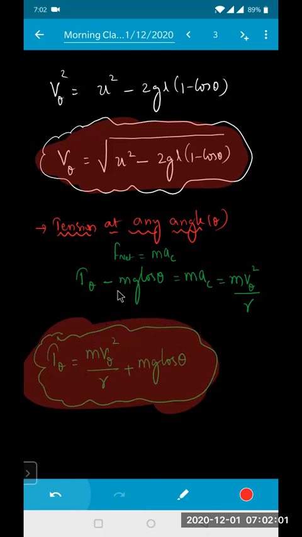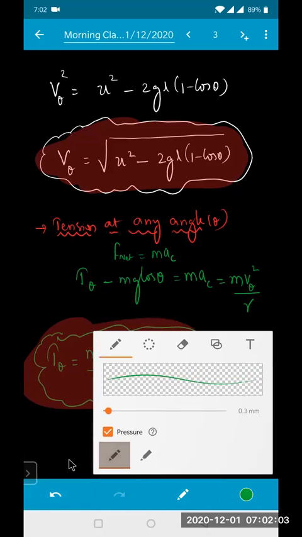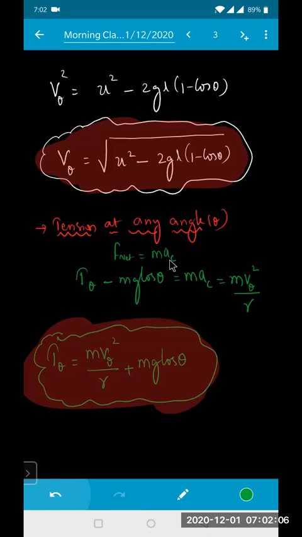Is this equation clear? Yes, sir. F net is equal to m into a_c. a_c is v square by r. At any angle theta, I took the velocity and the tension at any angle theta. So T theta minus mg cos theta is equal to m into v theta square divided by r. Okay? Got it, sir.